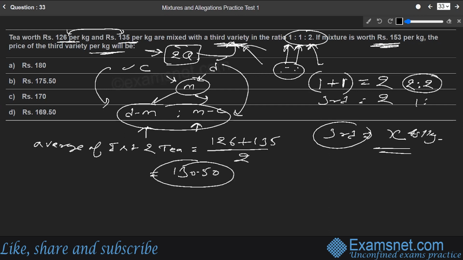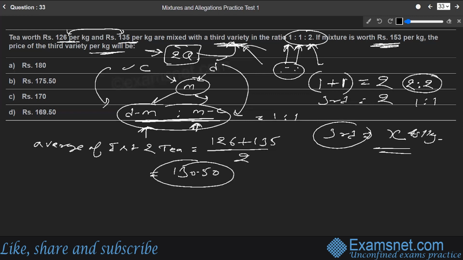That is nothing but 1 is to 1. So what we can understand is that in the chart, the typical ratio that we want to find out every time is nothing but 1 is to 1. That is the ratio between the mean of the first two quantities and the third quantity. So now we can use the values in the chart.